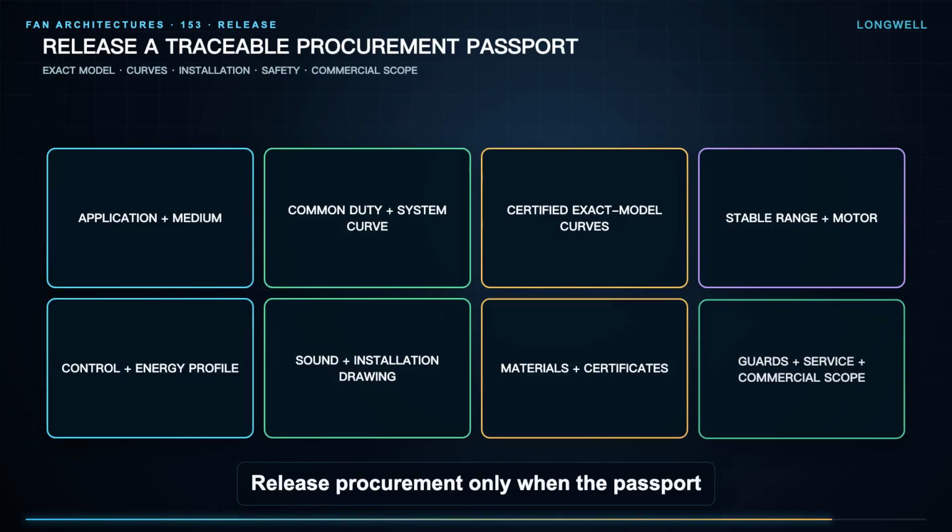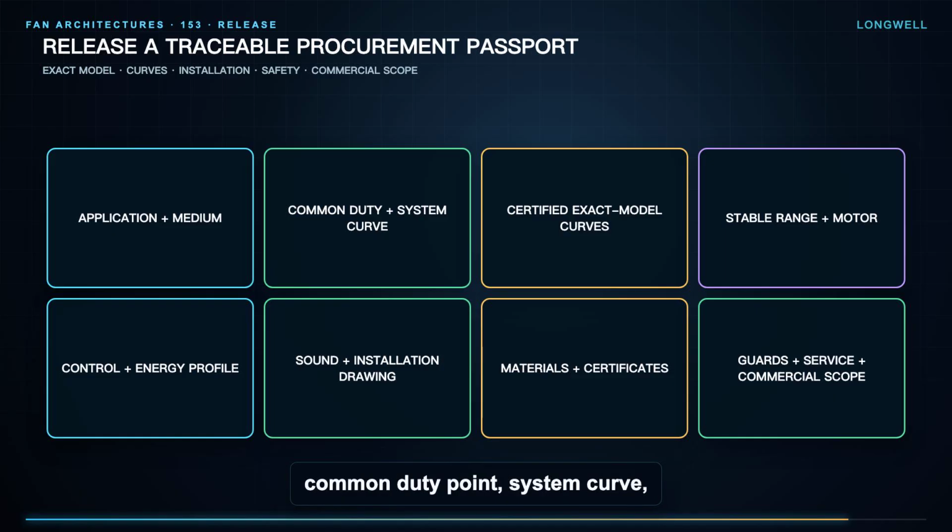Release procurement only when the passport is complete. Application and medium, common duty point, system curve, certified exact model curves, stable region, motor loading, controls, sound spectrum, installation drawing, materials, certificates, guards, service access, and identical commercial scope. Then choose the architecture that fits the evidence.